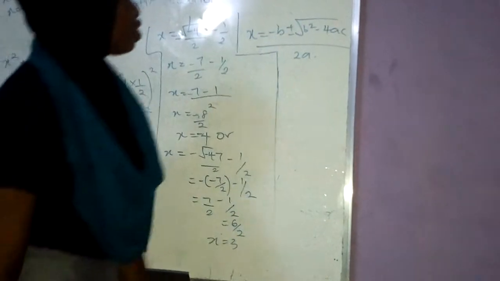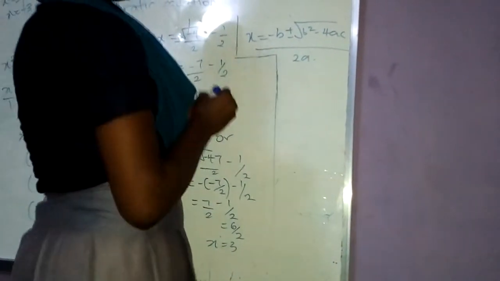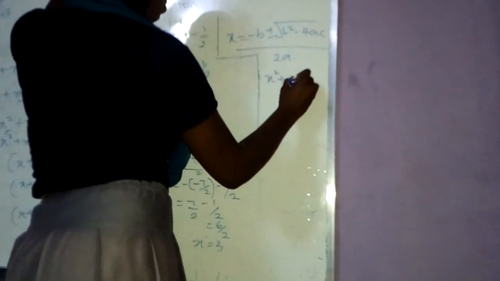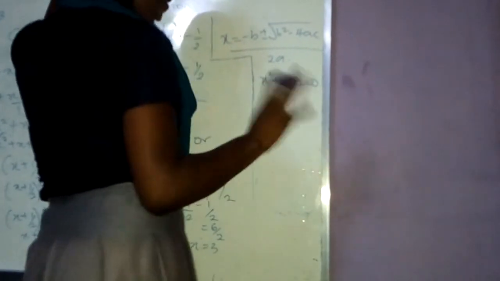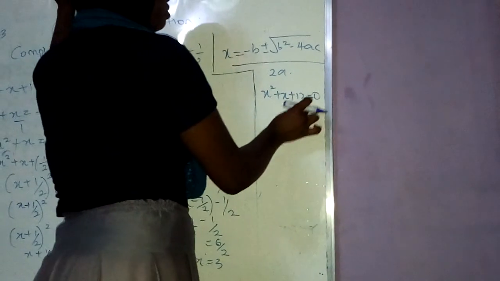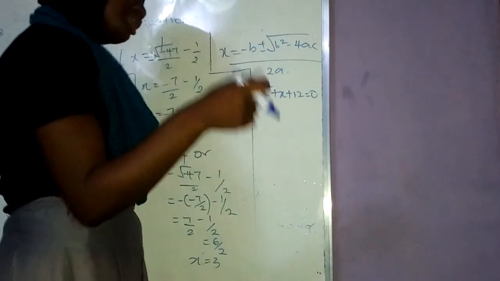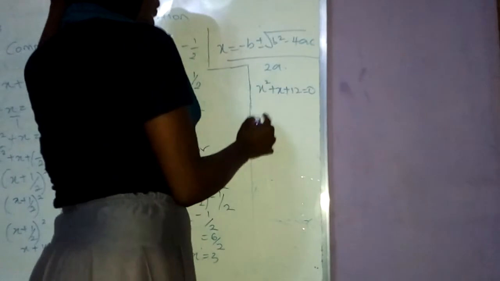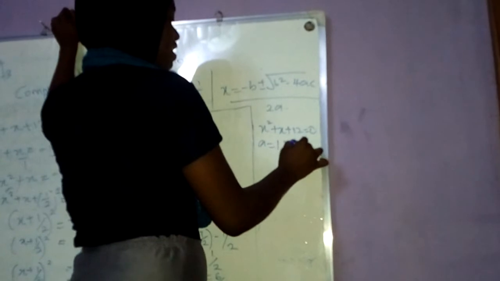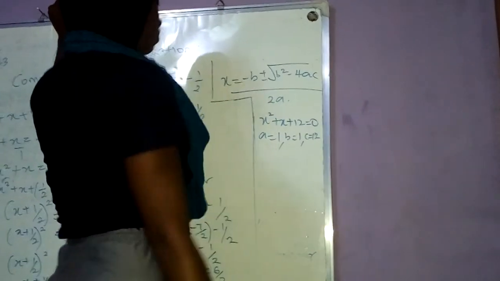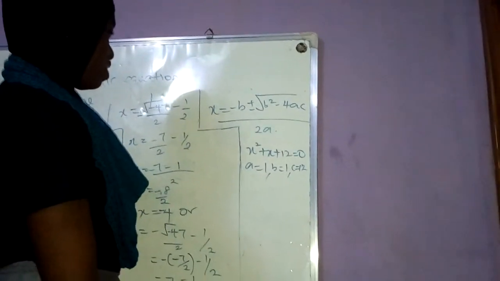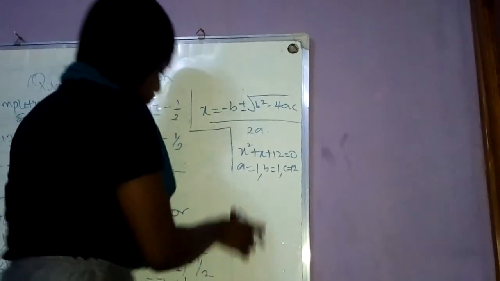So now let's use the formula method. The equation x squared plus x plus 12 equals 0. We don't need equals to 0. Or you can move the constant to the other side, but I don't think it really matters. a is the coefficient of x squared, a is equal to 1. b is the coefficient of x, b is equal to 1. c is the constant, c is equal to 12. It doesn't matter.